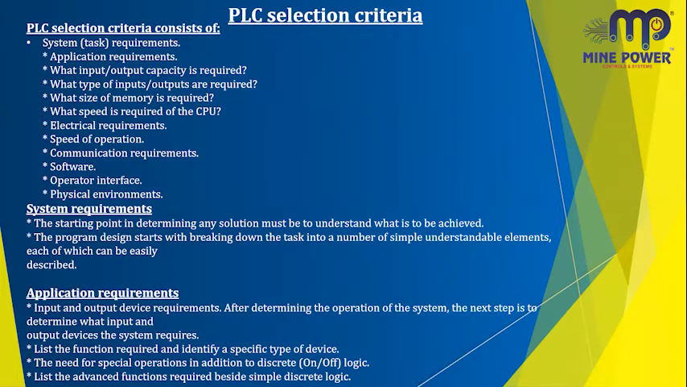For system requirements, to determine any solution we must understand what is to be achieved. Then the program design starts with breaking down the task into a number of simple understandable elements, each of which can be easily described from the system requirements. And we have application requirements.